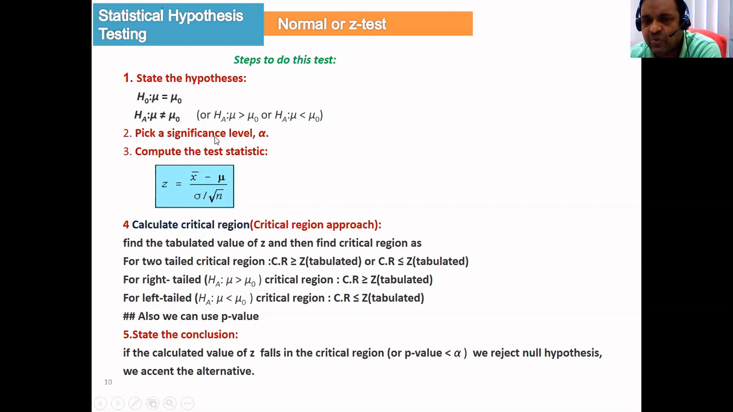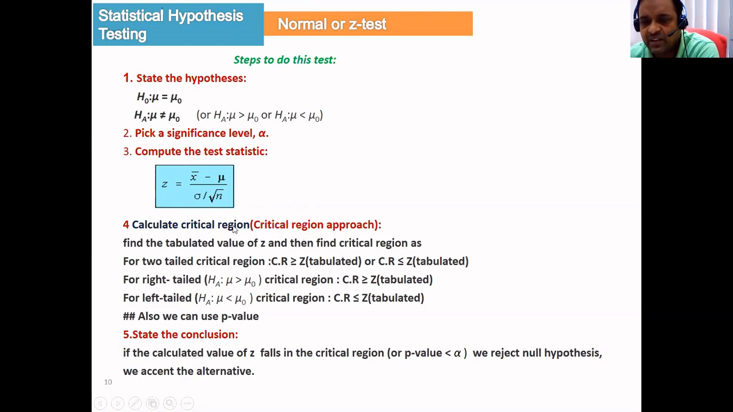And second, we have to fix the level of significance. Third step, we have to calculate the value of the test statistic by this formula: x bar, the sample mean from the sample we get, minus mu, which will be given for the population, and sigma is the standard deviation of the population, divided by root over n, where n is the sample size. This is the formula for the test statistic for a one sample mean test.